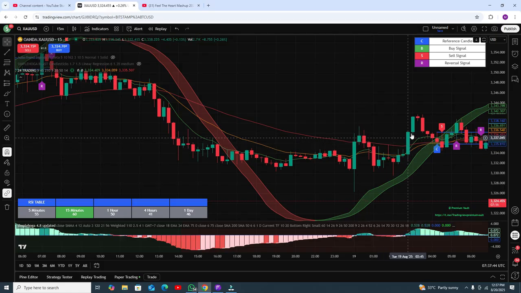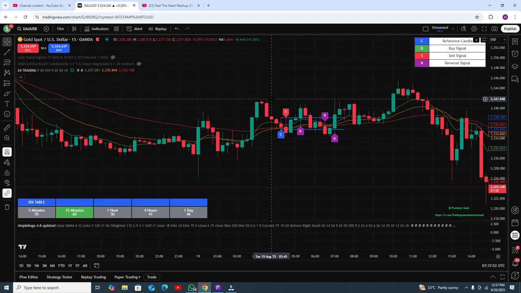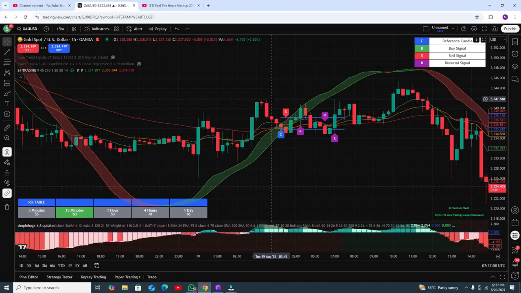Here you can see this one entry, and you can easily catch the move. You need to focus on 4 to 5 or $6, minimum $4 moves, which you can catch easily if you use this strategy. Okay, here you will find some more entries.